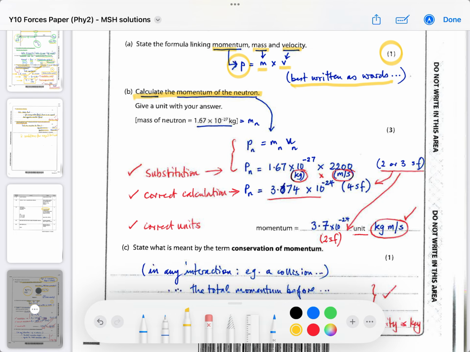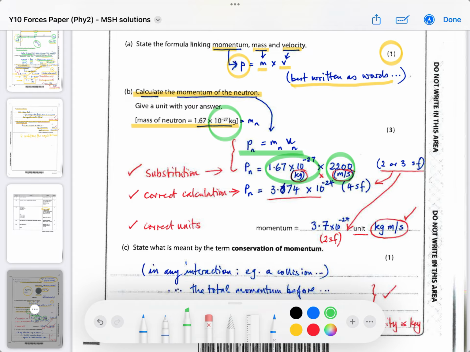Calculate the momentum of the neutron. Well, we know the velocity of the neutron was 2,200 meters per second, and they've given us the mass in standard form. Protons and neutrons are approximately 10 to the minus 27 kilograms. All subatomic particles, that is roughly the mass. So all you've got to do is multiply the mass of the neutron by the initial velocity of the neutron. So the initial velocity was 2,200 meters per second. The mass is 1.67 times 10 to the minus 27. Leave it in standard form.